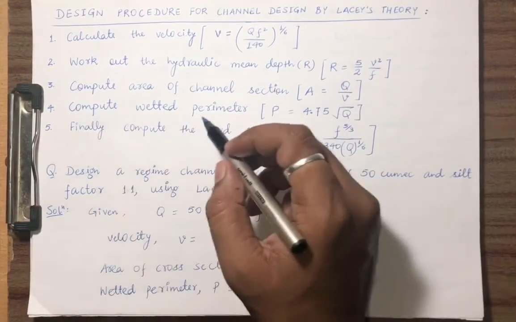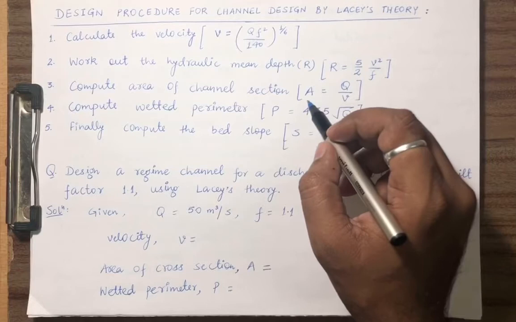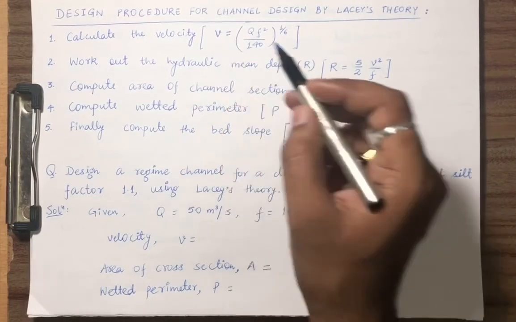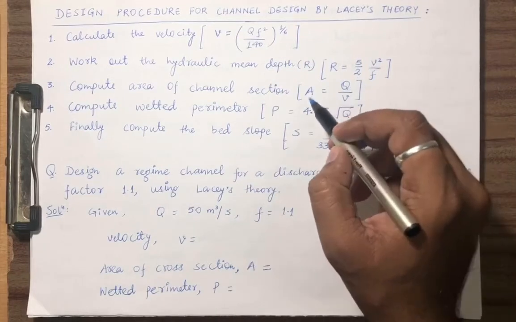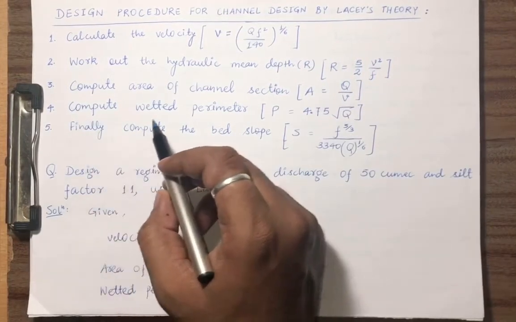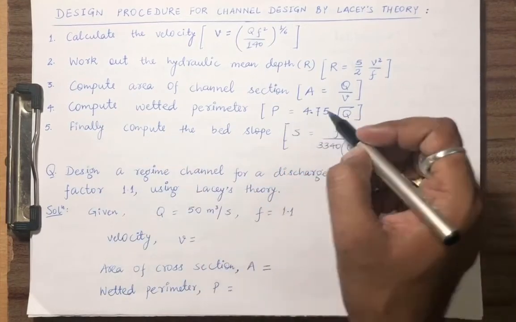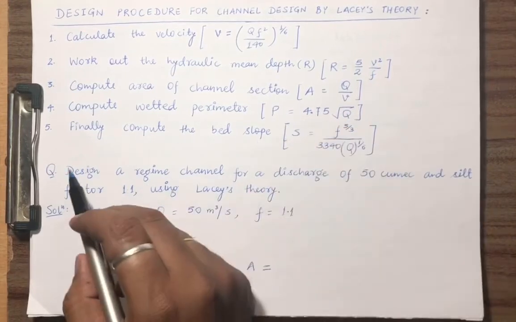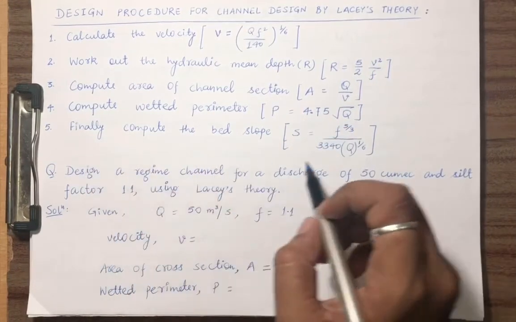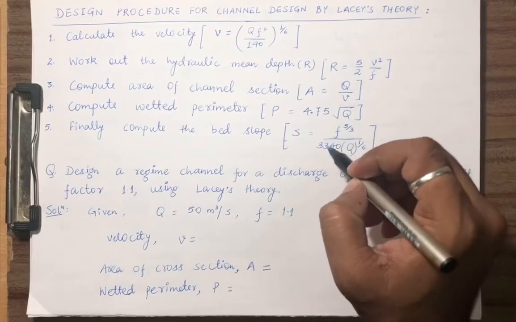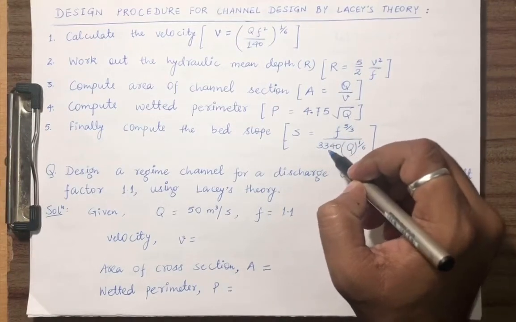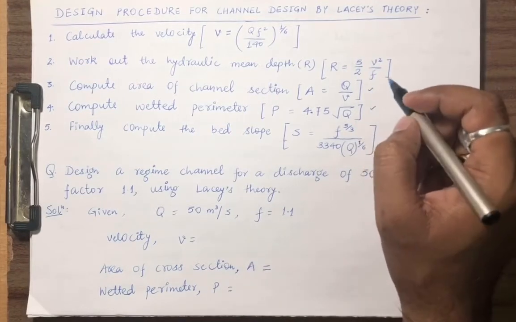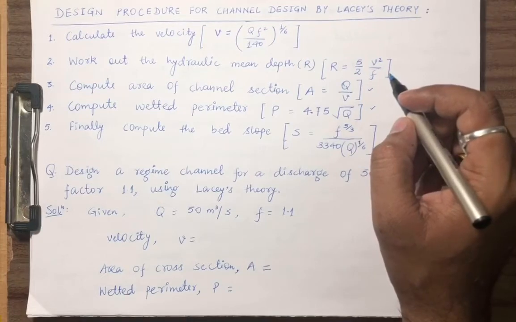Now compute the area of the channel section. How are we going to do that? Area will be Q, which will be given in the question, divided by the velocity calculated here. So Q by V will give the area. Now we can compute the wetted perimeter. The direct relationship is P is equal to 4.75 root over Q. Finally we can compute the bed slope, that is f raised to power 5 by 3 divided by 3340 multiplied by Q raised to power 1 by 6. With the help of A and P, we can determine the various dimensions of the channel.